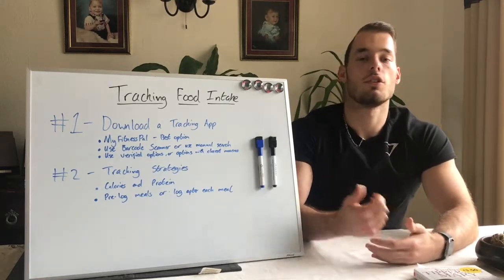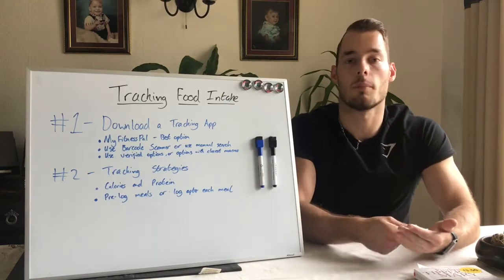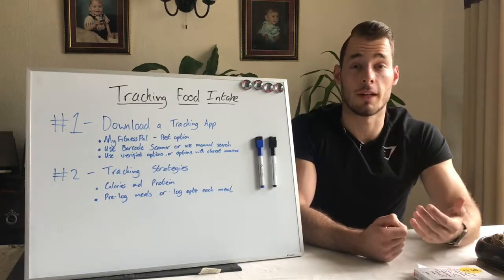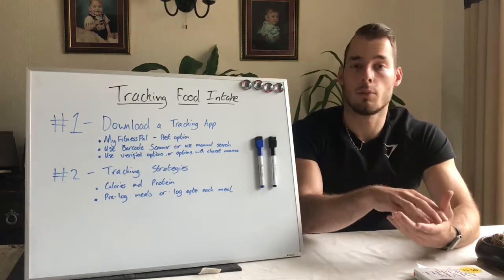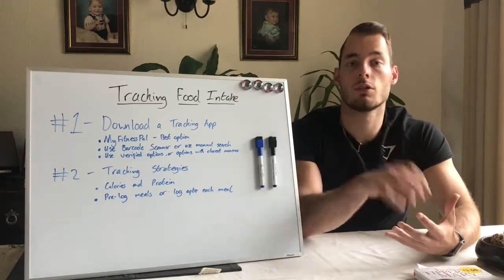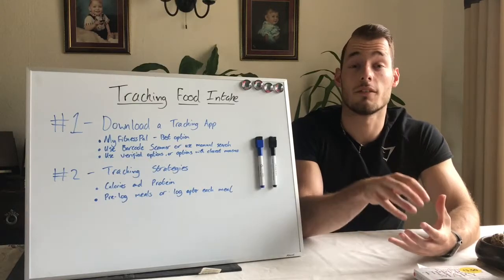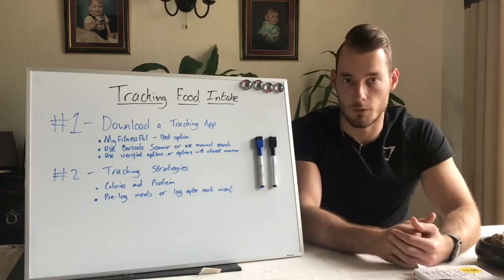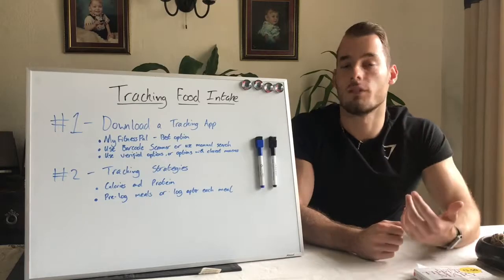Simply all you do is use your phone's camera, place it over the top of the barcode of the food that you're consuming, and your camera should pick that up automatically and pull the relevant food and nutritional data from that and put it straight into your food diary. That's the most simple concept for you to use.